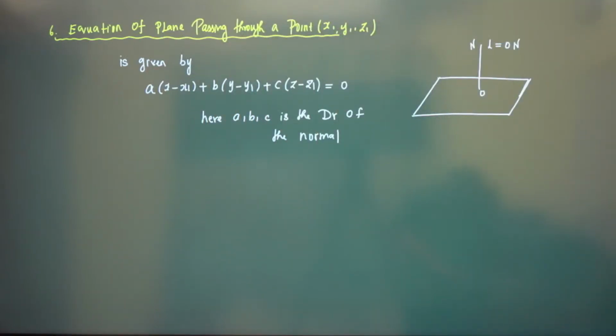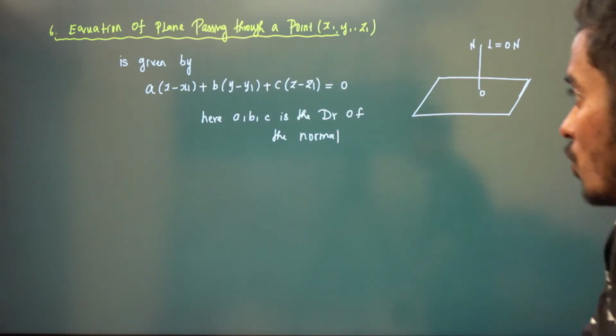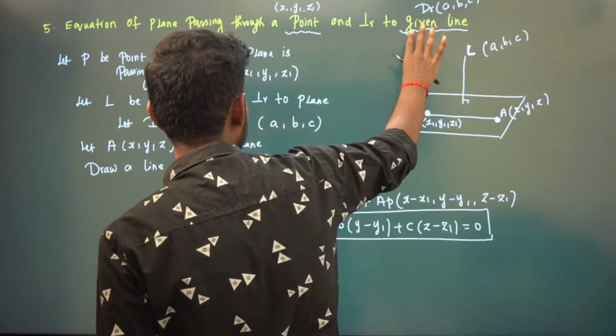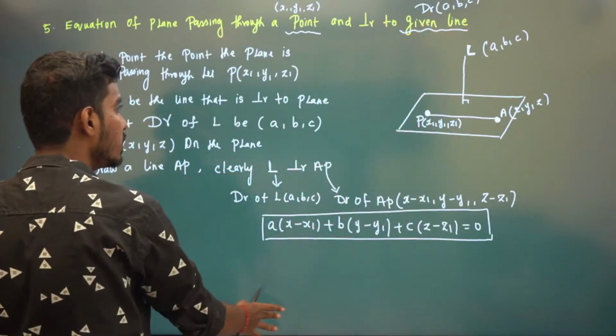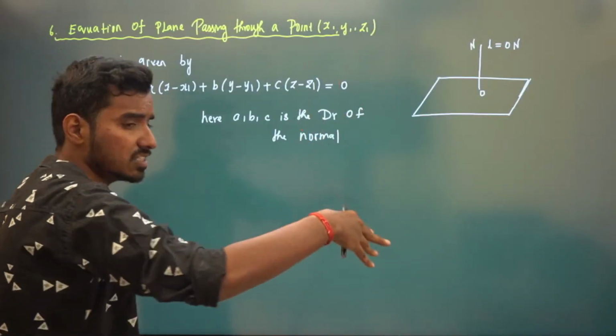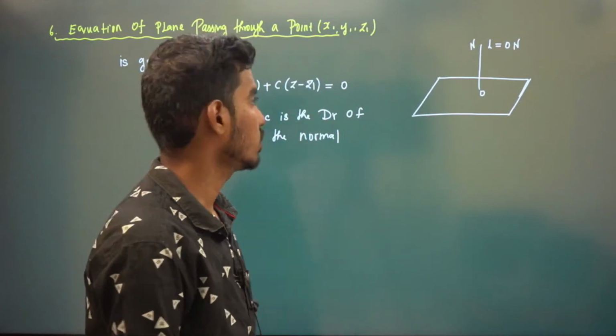Is this clear? Equation of plane passing through a point means the same. Both are the same equations. If they give a line, take the direction ratio of this line. If they haven't given any line, you just take the direction ratio of the normal. Right? Okay.